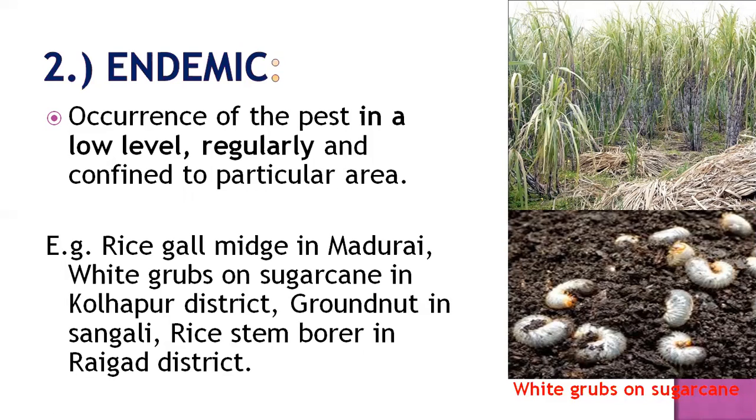So here we confirm the infestation of white grub. Here, that sugarcane plant is totally affected by this type of grub, the white grub. In the case of rice in Madurai district, the rice gall midge is an endemic pest. In the case of groundnut in Sangli district, and sugarcane white grub also occurs in Raigad district. The rice stem borer also occurs continuously, that is known as an endemic pest.